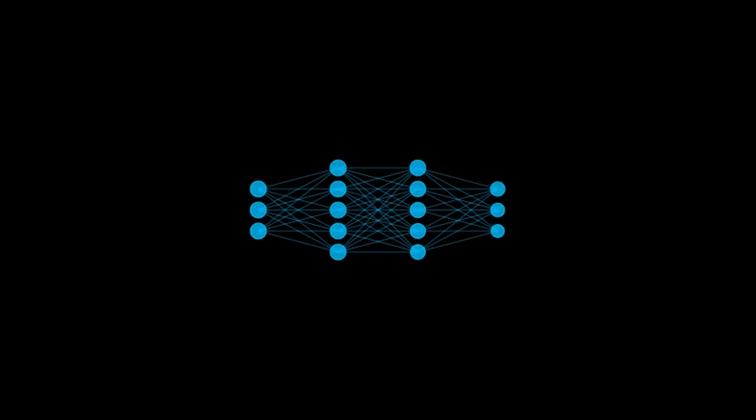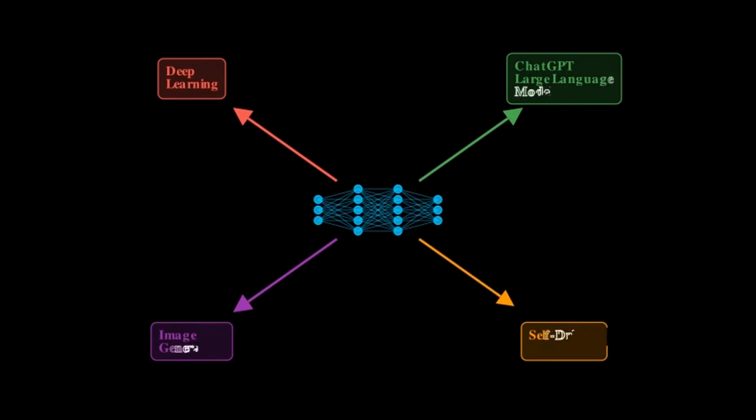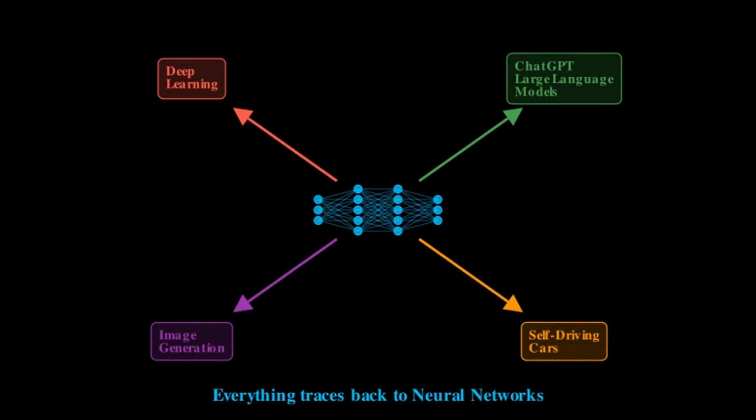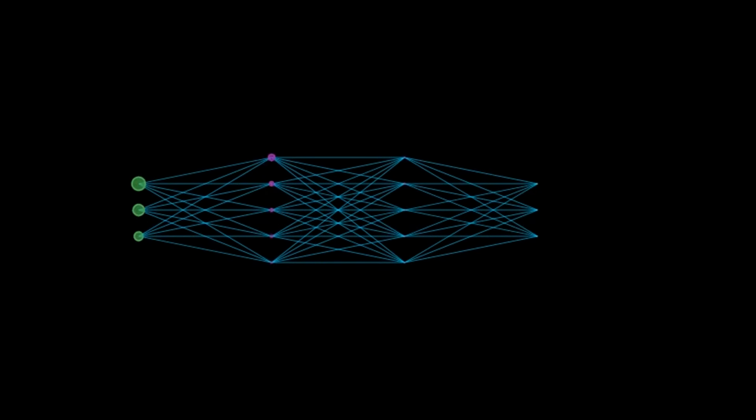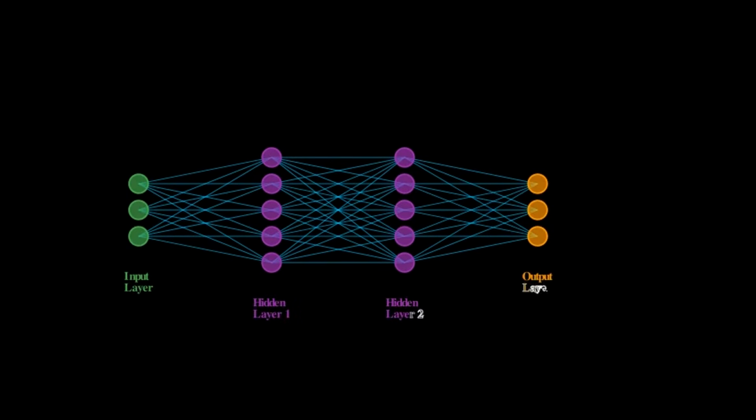Now let's get into neural networks. If there's one topic in this entire video that has fundamentally changed the world, it's this one. Neural networks are the engine behind modern AI. Deep learning, large language models like ChatGPT, image generation, self-driving cars, all of it traces back to neural networks. Loosely inspired by the human brain, a neural network is made up of layers of interconnected nodes, similar to our brain's neurons. There are three types of layers: an input layer, hidden layers, and the output layer.